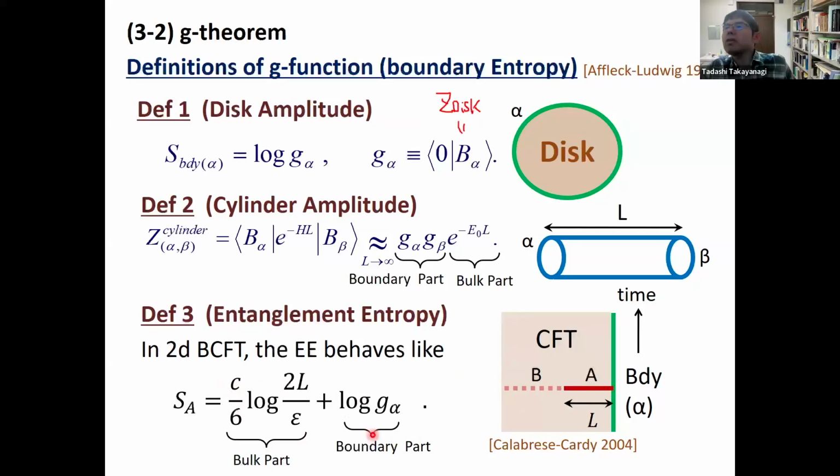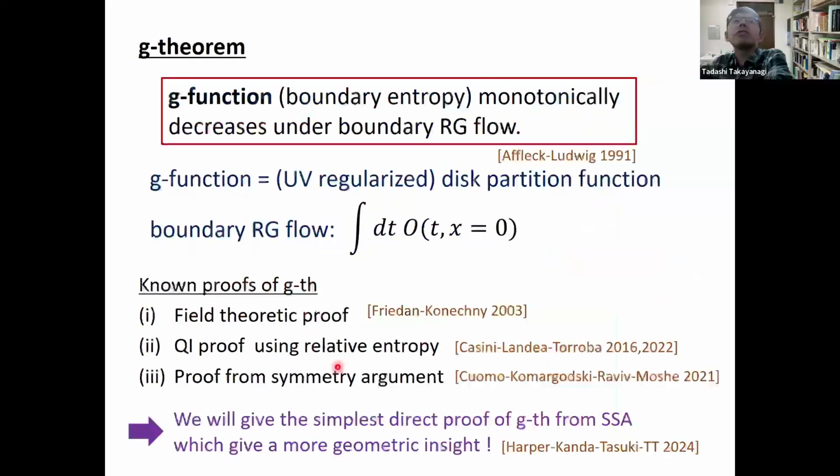This is the boundary entropy, log G alpha. G is a partition function, and log of G is an entropy, just as a convention. Entropy is the log of the partition function. This is the G function. So these are UV fixed points, conformally invariant fixed points. So the G-theorem, Affleck and Ludwig's G-theorem, argues the following.